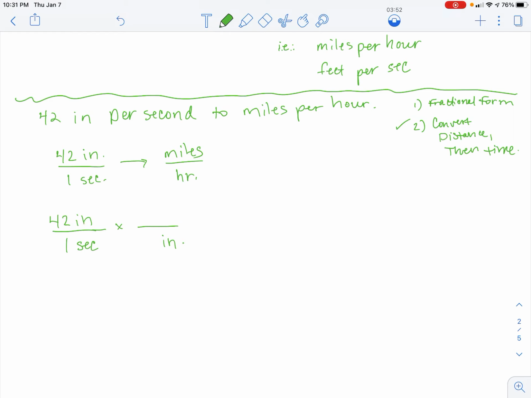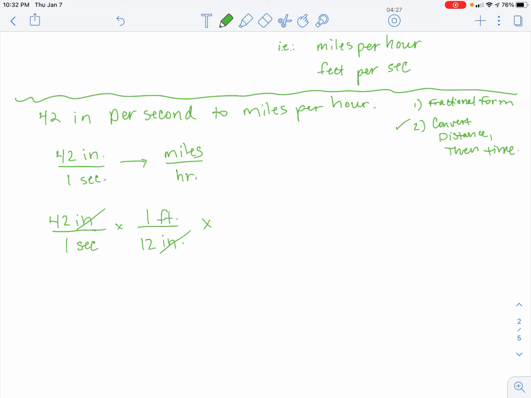We're trying to get to miles. But in my mind, when I'm thinking about miles, what's a standard measurement that I know by memory that I can use as a conversion number? Well, I know 5,280 feet is 1 mile. And since we're trying to get to miles, we want to go from inches to feet to miles. So here we go. We'll say 1 foot is 12 inches, and I can cancel out my inches.